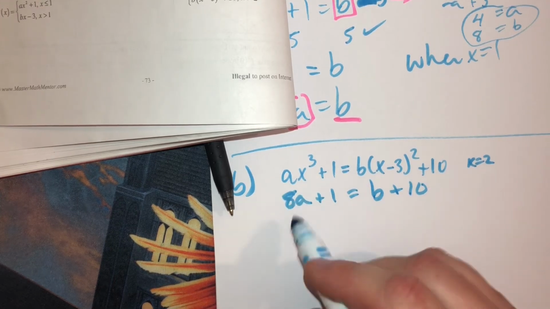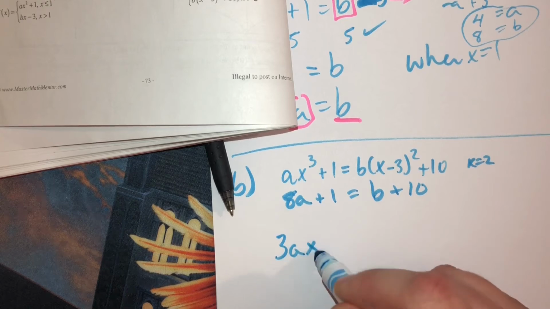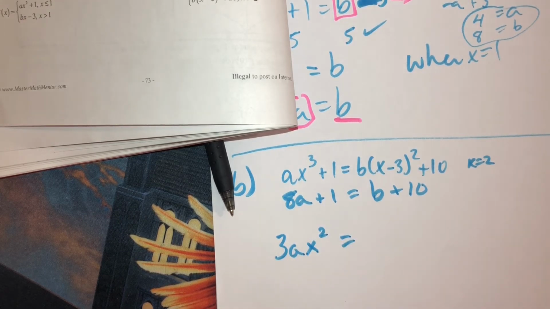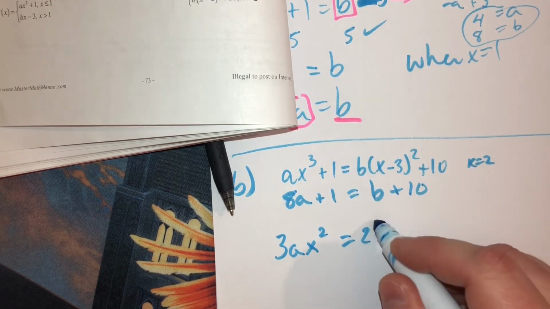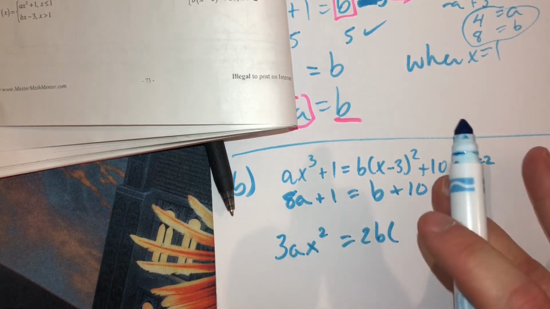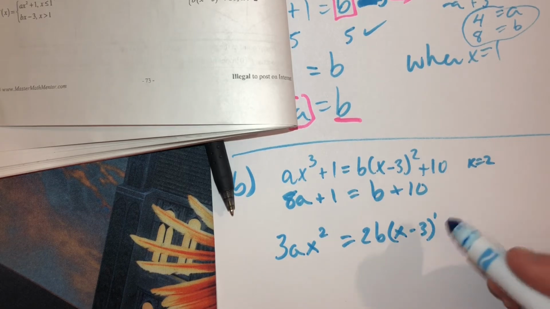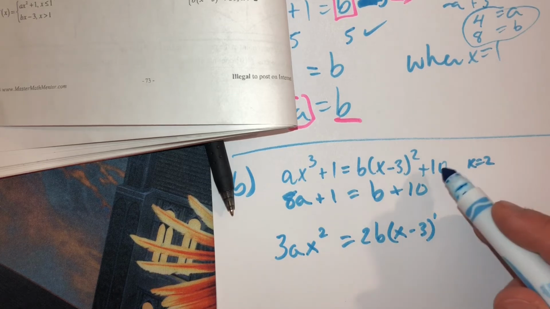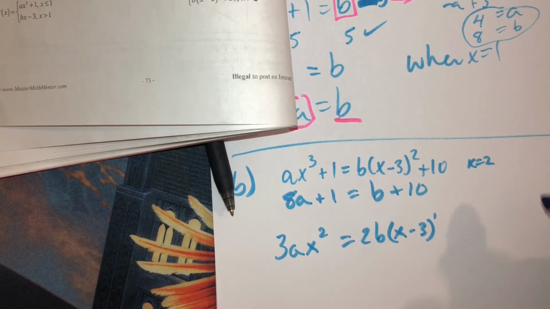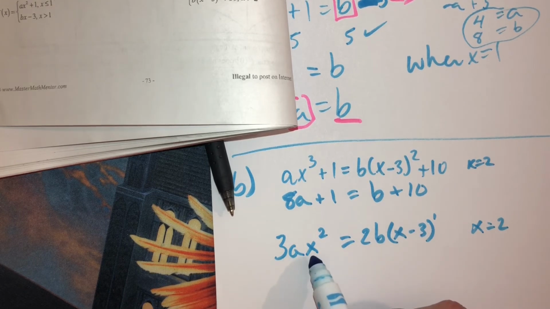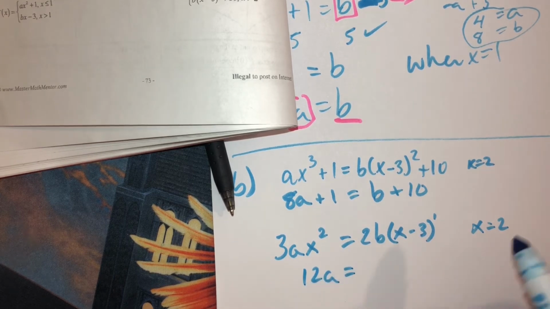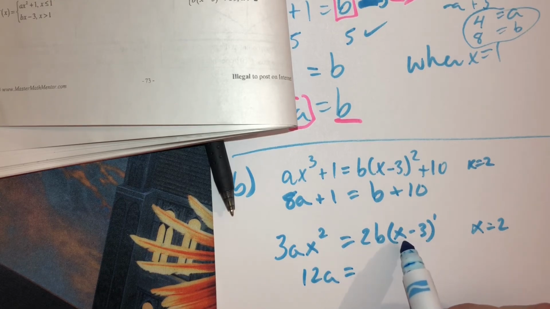And then we also know the derivatives have to be equal to each other, so the left derivative should be pretty easy, 3ax squared. The right derivative, though, the 2 will come out front. Remember, a and b are just numbers. Inside stays alone, goes to the 1st power, multiplied by the derivative of the inside, which is just 1. 10 disappears. Oh yeah, x is equal to 2. So then 3 times a times 4 is 12a, which is equal to 2 times b times negative 1, negative 2b.